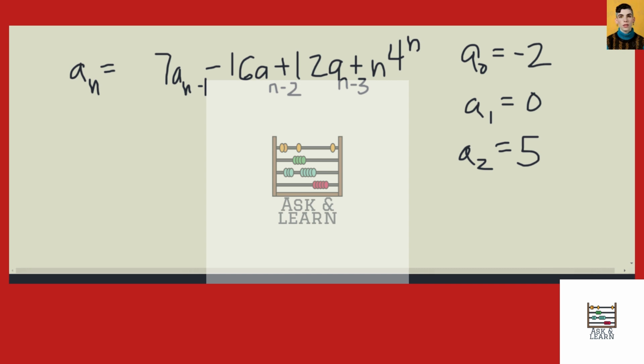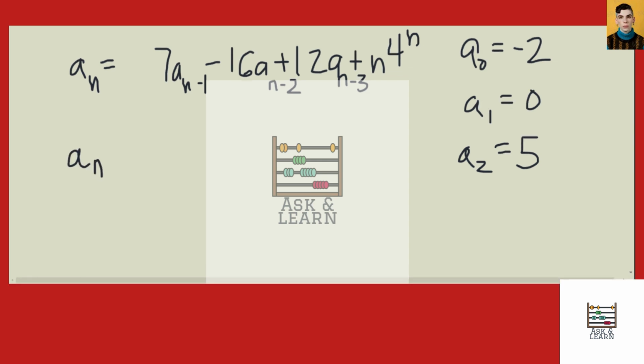We are given a recurrence relation and initial conditions, and we are asked to find all solutions of this relation with these conditions. The relation is a_n equals 7a_{n-1} minus 16a_{n-2} plus 12a_{n-3} plus n times 4 to the n, and the initial conditions are a_0 equals negative 2, a_1 equals 0, and a_2 equals 5.